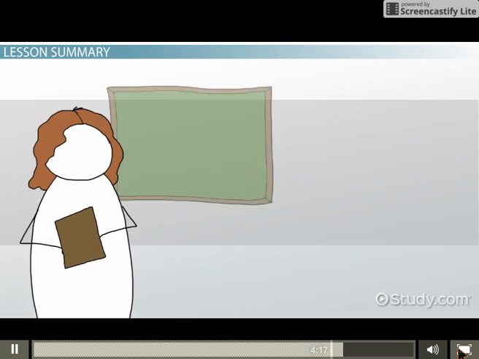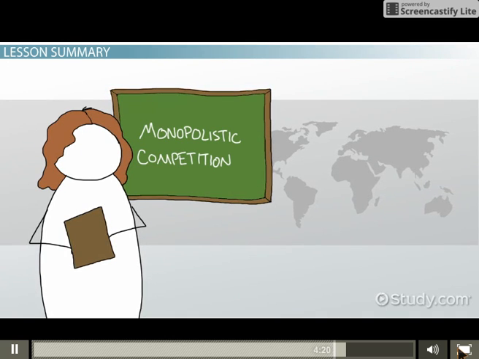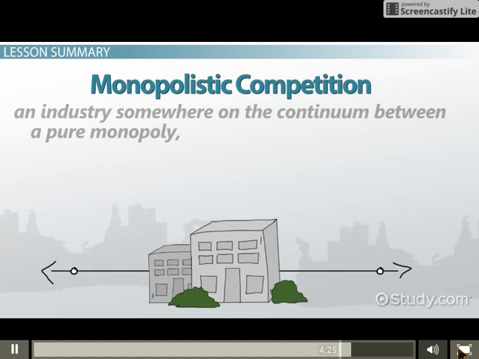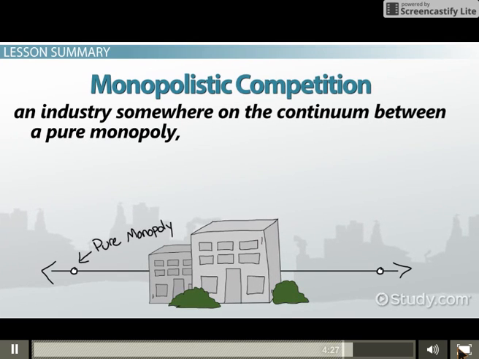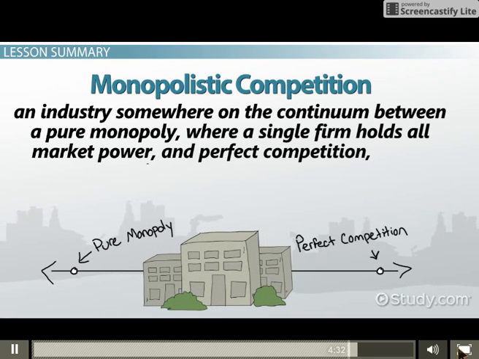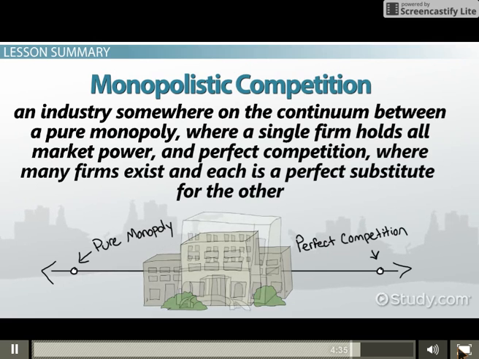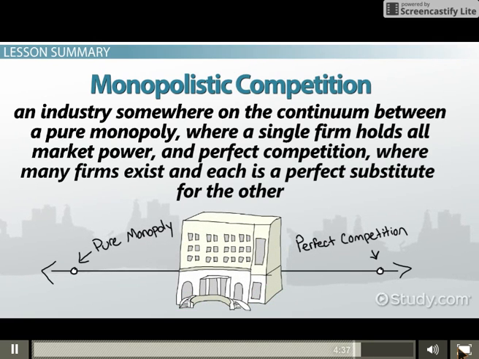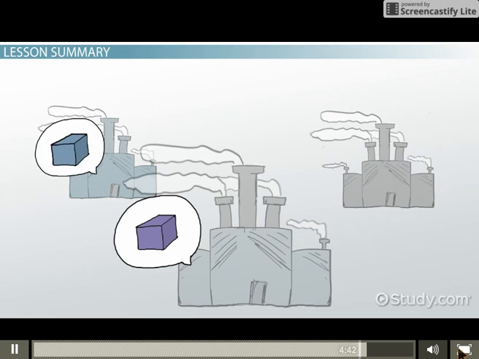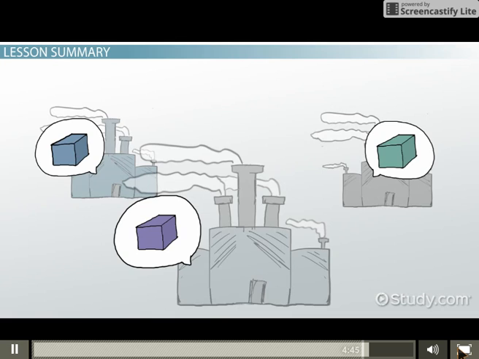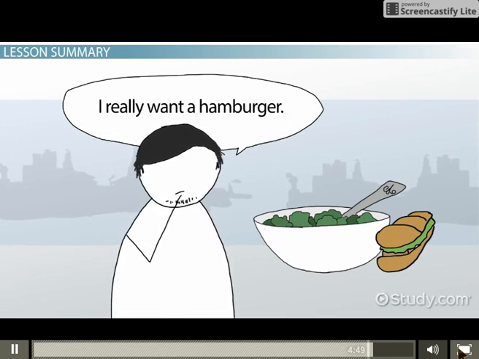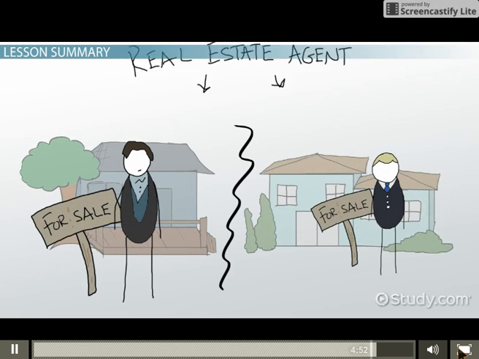In this lesson, the conditions and definition of monopolistic competition were introduced. A monopolistic competition is an industry somewhere on the continuum between a pure monopoly, where a single firm holds all market power, and perfect competition, where many firms exist and each is a perfect substitute for the other. As a market structure, monopolistic competition offers goods and services that do not have substitutes outside the industry. If you want a hamburger, you need to get it from the hamburger industry. If you want to buy a house, you need a real estate agent.